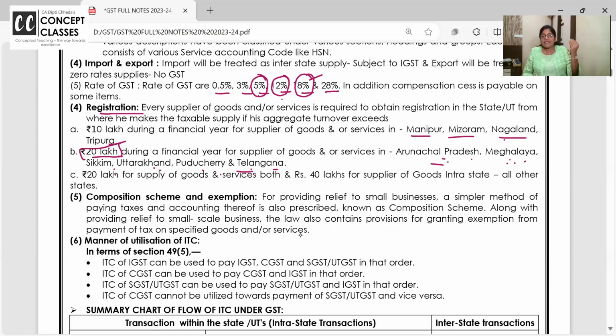And now there are some states which say, what about if we are just supplying goods and not dealing with services? Then for them it is 40 lakhs only for the supplier of goods, otherwise 20 lakhs for all.